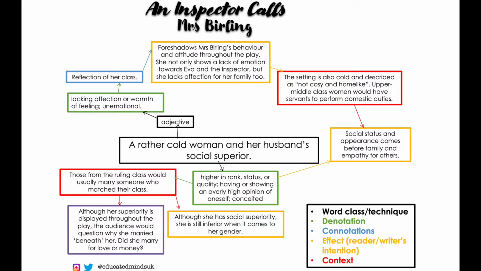So we're going to start off with the first quotation right at the beginning of the play, which describes Mrs Birling in the stage directions. Priestley says she's a rather cold woman and her husband's social superior. So starting off with this description of her, I think is quite significant because it allows us to see what she will be like throughout the whole play. It just foreshadows everything to come in terms of her character and how she reacts to the events of the play, I think. Definitely.